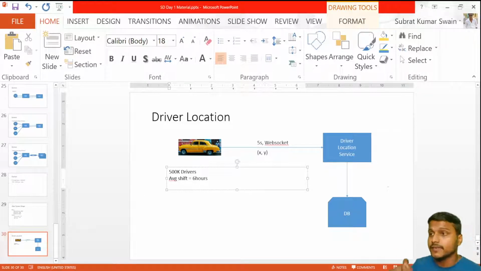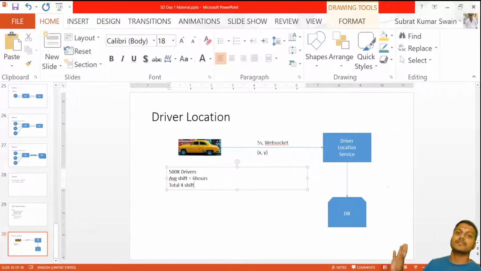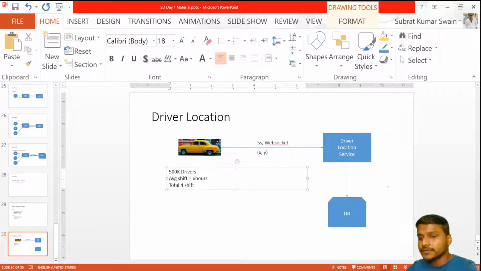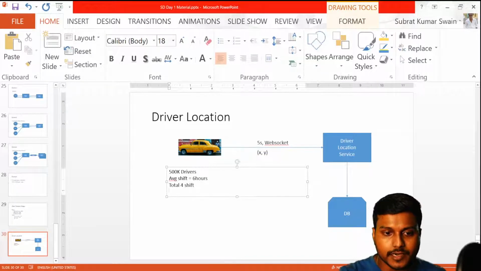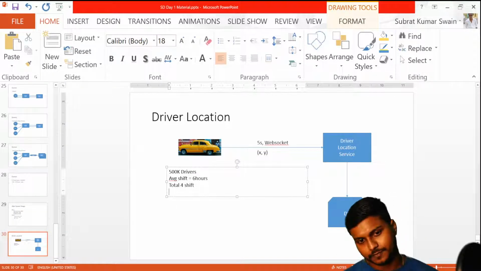If the average shift is 6 hours a day, then in a day how many shifts would there be? Total 4 shifts, right? Because Uber is claiming that it is giving 24-hour service. At any point of time you want to go anywhere, I would get you a ride. But one driver is doing 6 hours of duty, or maybe 6 hours of shift. So obviously there will be a total of 4 shifts in a day. In 24 hours we would have 4 shifts total. Next, what is the next thing we have to think about?